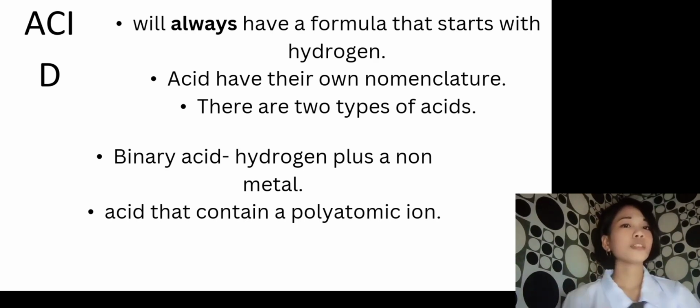So, let's define acid first. Always remember that an acid always has a formula that starts with hydrogen. Acids also have two types: the binary acid, which contains a monoatomic ion, and the second one, the acid that contains a polyatomic ion. So, here are some rules.